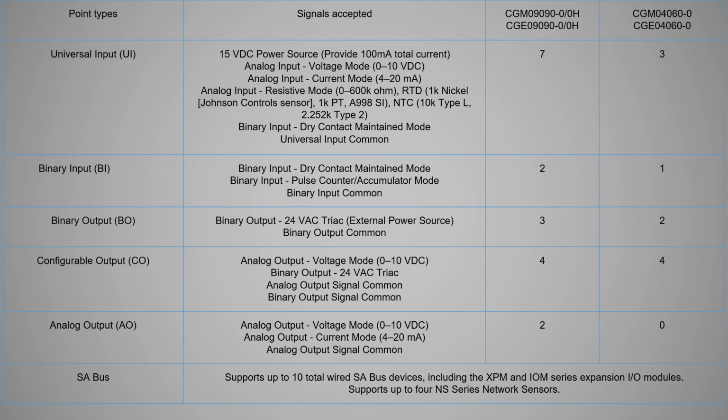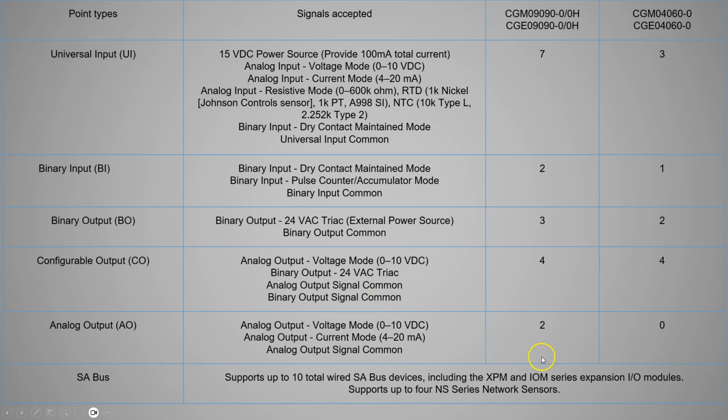The larger one has 4 configurables and the smaller one has 4 configurable outputs. So they both have configurable outputs. The configurable outputs do not output 4 to 20. They only output 0 to 10 or binary or some other form, but not milliamp.